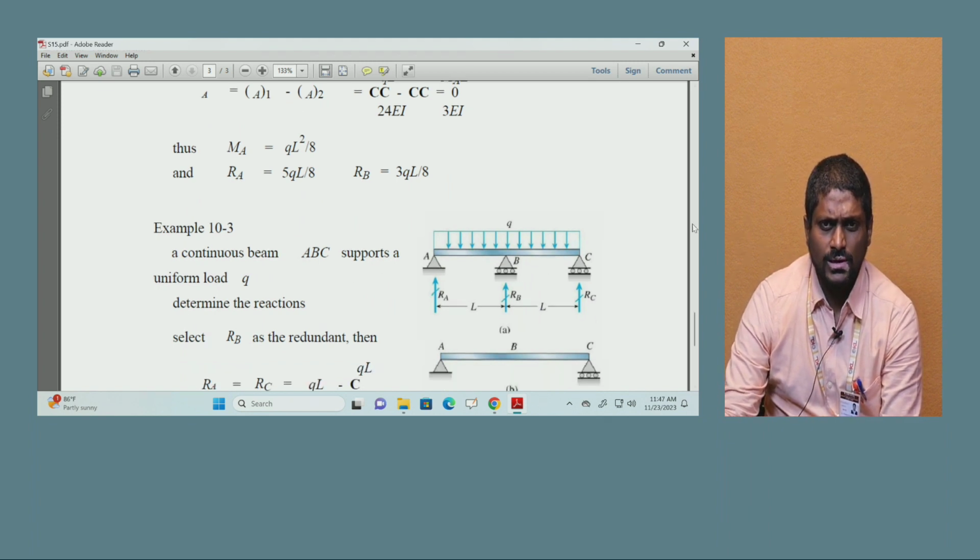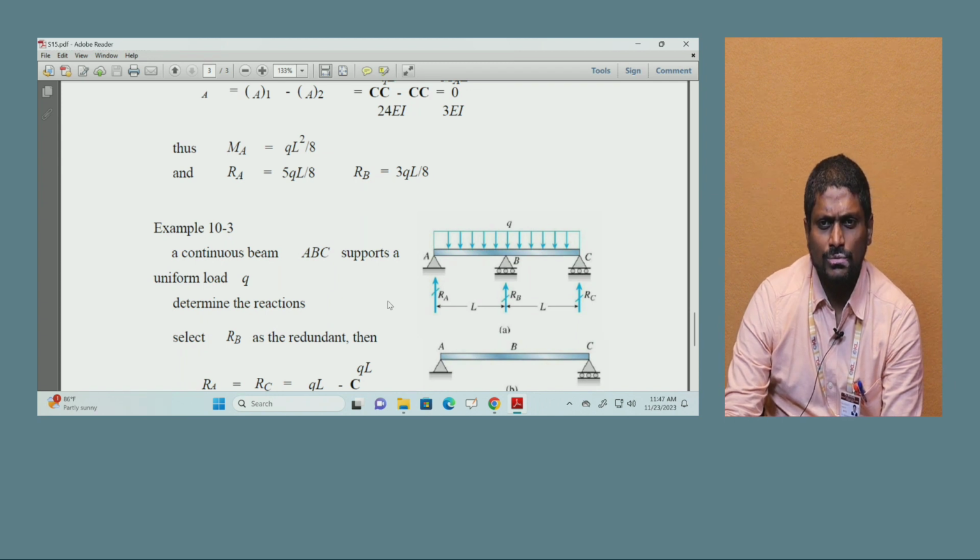but this part will come under the next session, and I am going to stop here for this session. In the previous session, if you ask me to summarize the discussion, I thoroughly discussed the basic analysis procedures of propped cantilever and analysis of fixed beam.